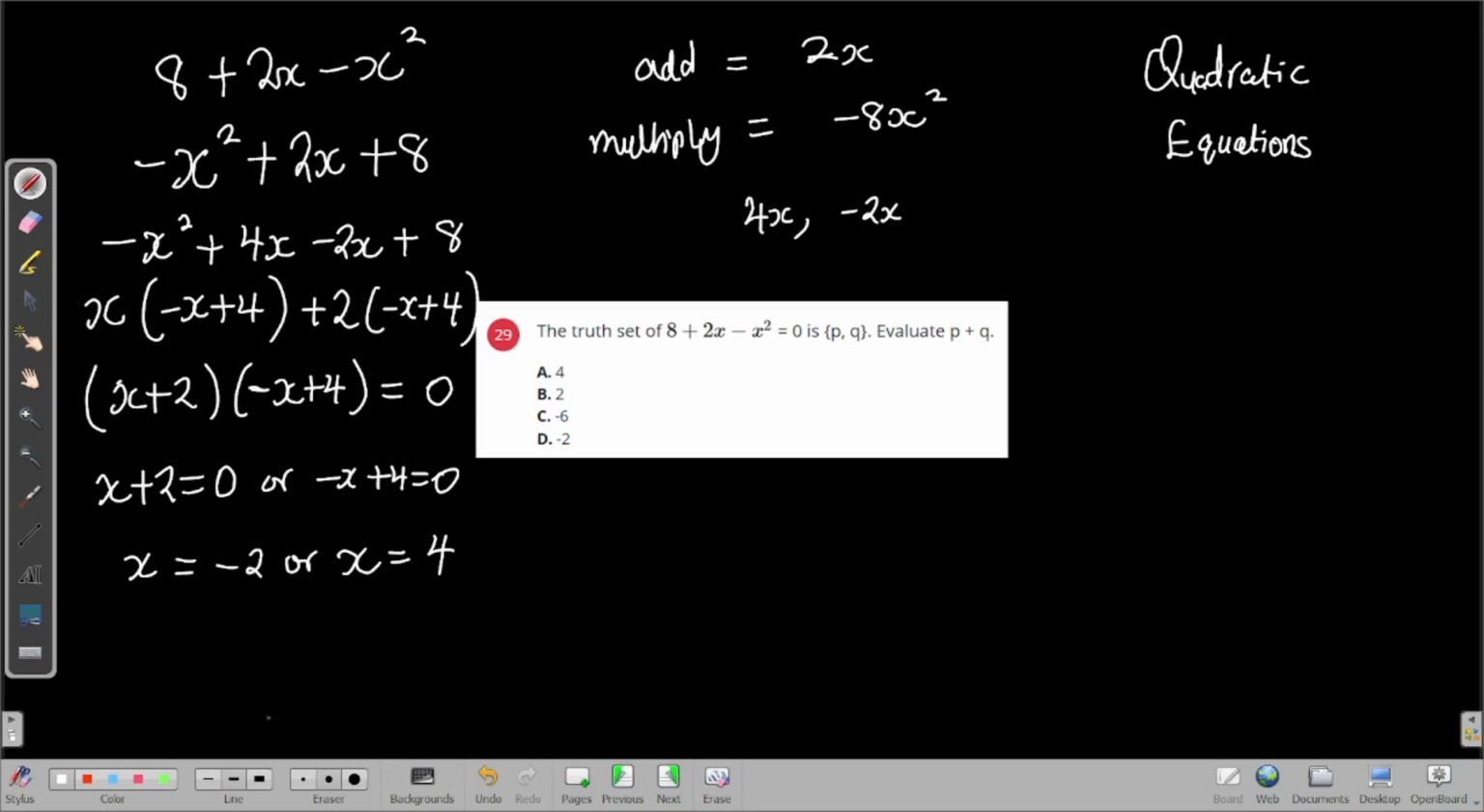So your p can be anyone. Let's say p is minus 2 and q is 4. We have to calculate p plus q. That's minus 2 plus 4, that's p plus q. That's the same thing as 4 minus 2, and that's 2. So the only technique they are testing here is the ability to factorize and find the roots of a quadratic equation.